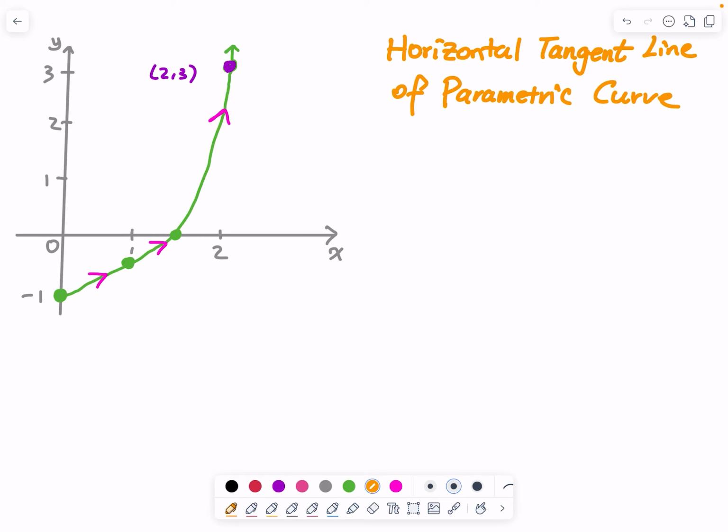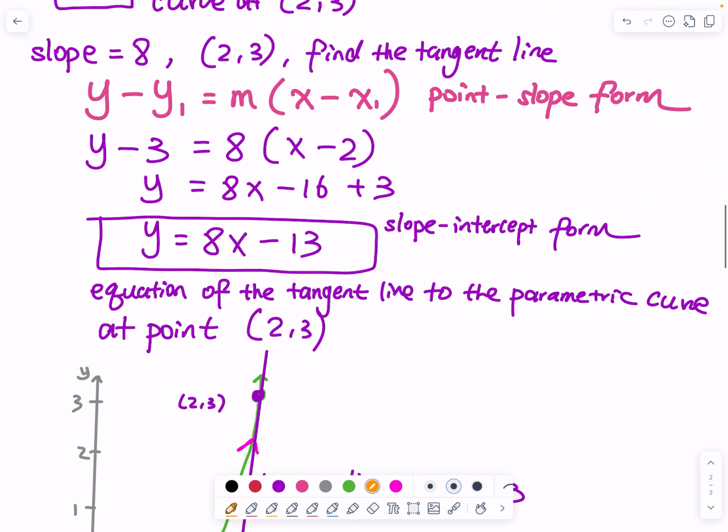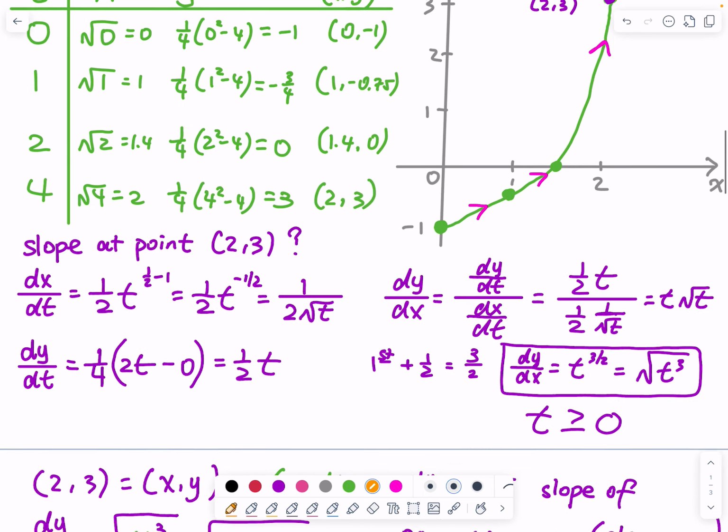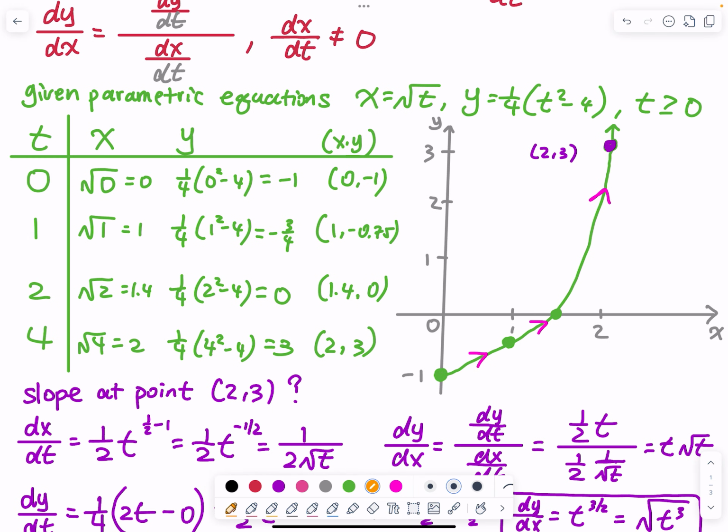Horizontal tangent line of a parametric curve. Previously I gave you a parametric equation, so allow me to scroll back up to the previous video. So that one is a parametric equation. I use this green table and then I plot the points on an XY plane, trace the points, connect them, draw the orientation, and that is the parametric curve of the given parametric equation in green.